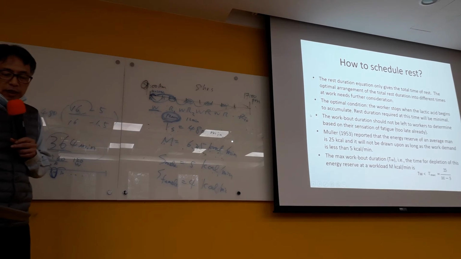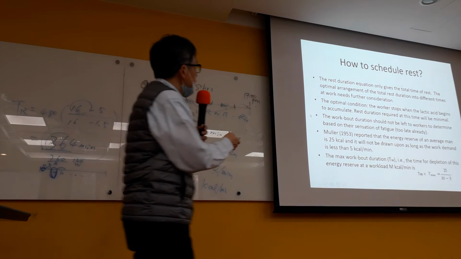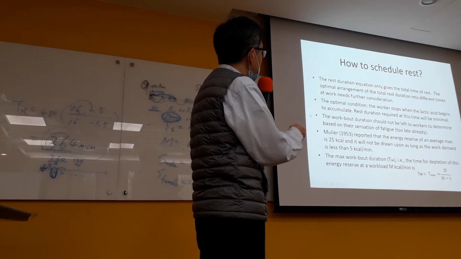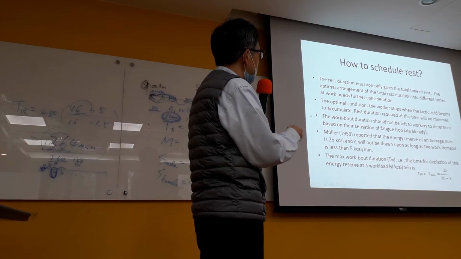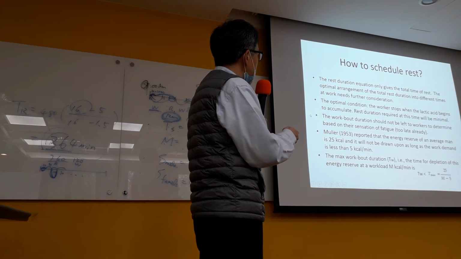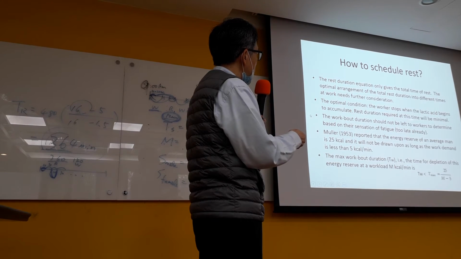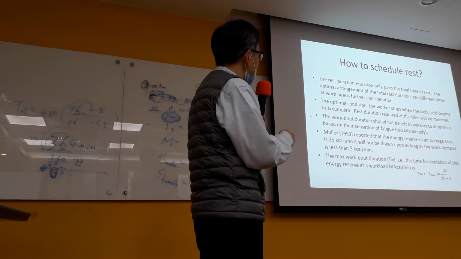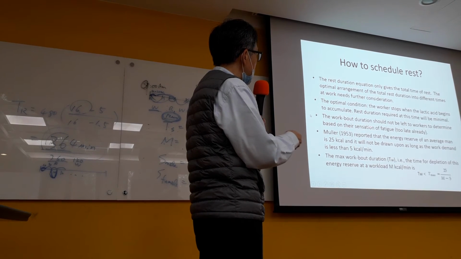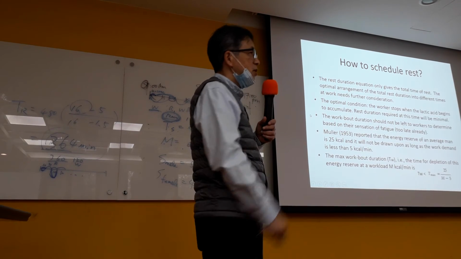So basic idea is this. The rest duration equation only gives the total time of rest. The optimal arranging of total rest duration into different times at work needs further consideration. The optimal condition is this: the worker stops when the lactic acid begins to accumulate. Rest duration required at this time will be minimal. The work bout duration should not be left to workers to determine based on their sensation of fatigue. That would be too late already.